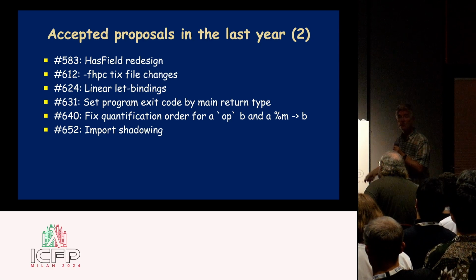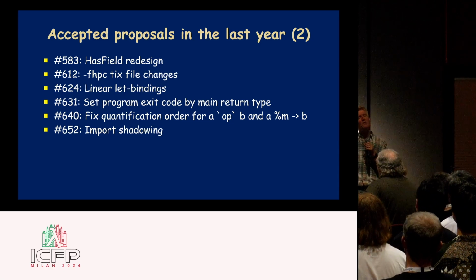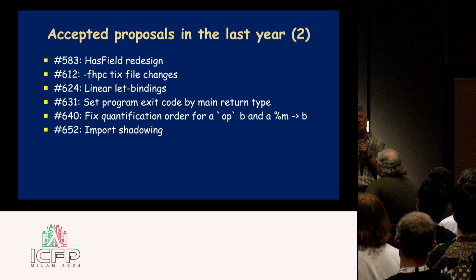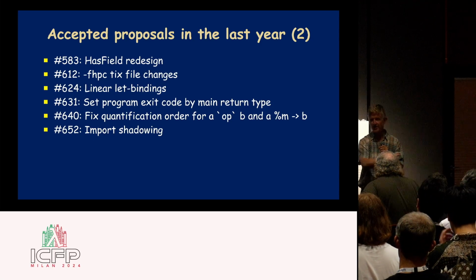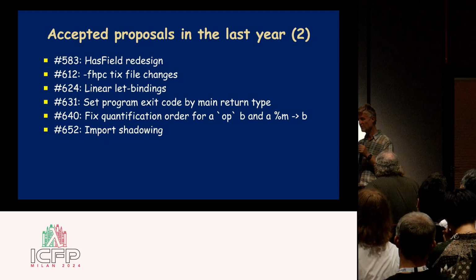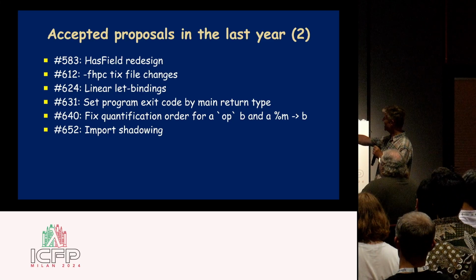Import shadowing. This is an important one for stability. At the moment, if you import a module and the author of that module, who may be somebody completely unknown to you, adds a function to it that you thereby have imported, and you have a top-level definition of your own with that name, GHC rejects your program, right? Ambiguous use, right? It's going to... well, you have to say import shadowing.